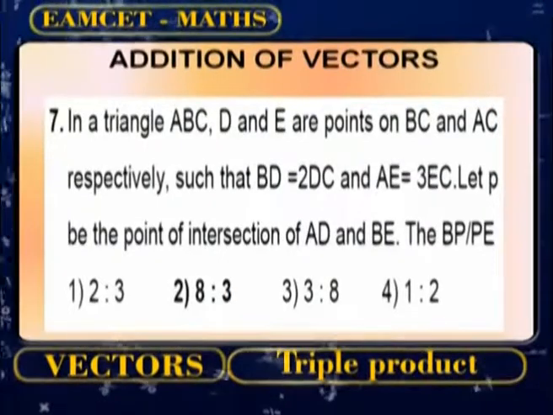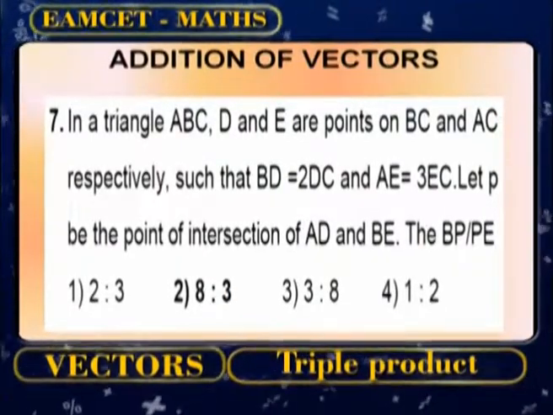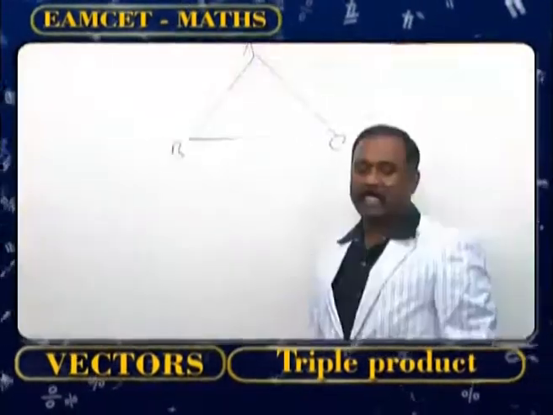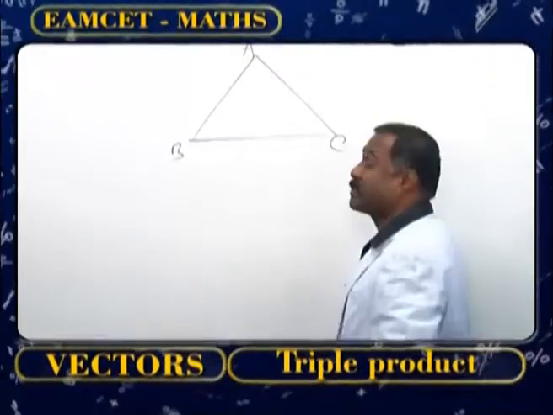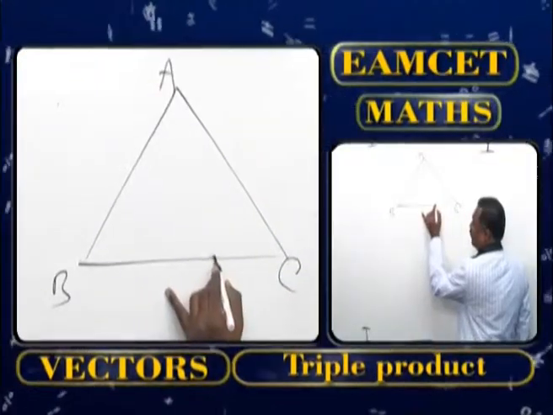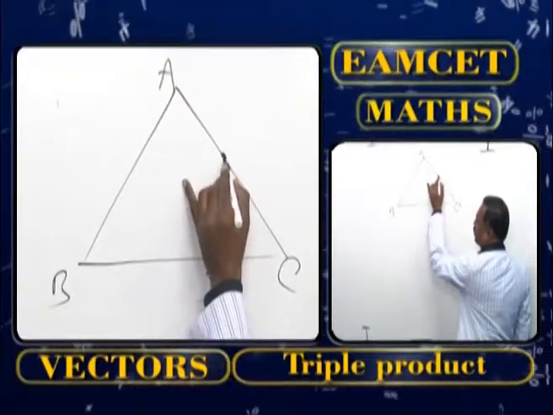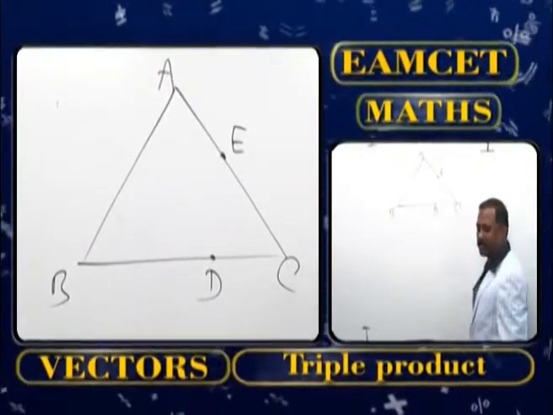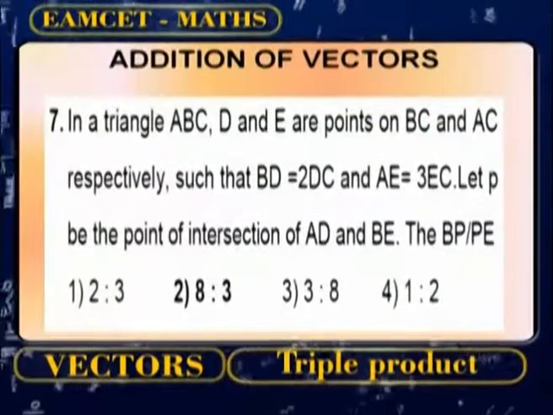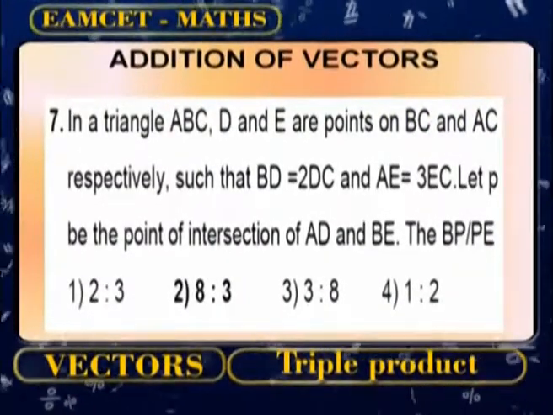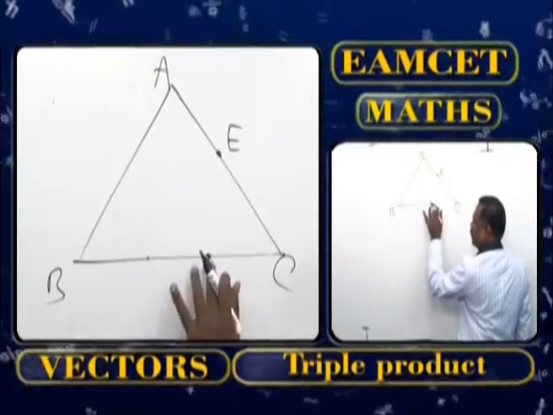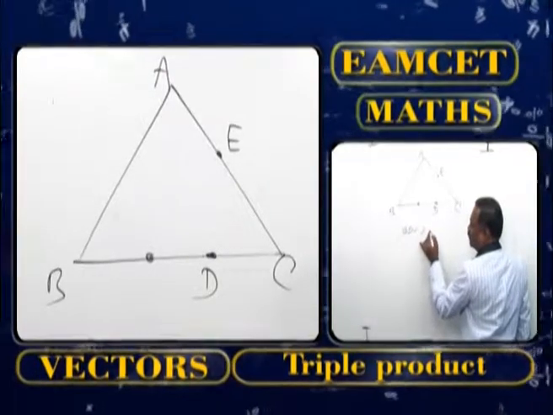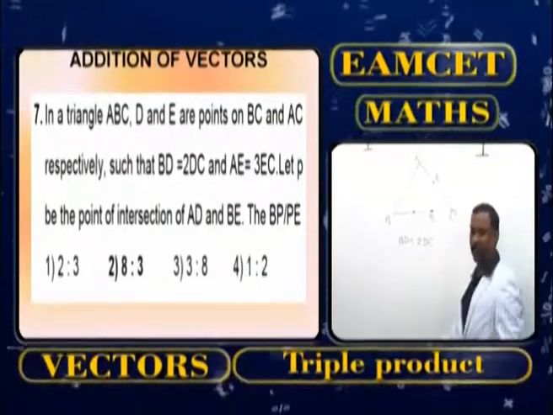The next problem. In a triangle ABC, D and E are points on BC and AC respectively, such that BD is equal to twice DC. That is, if you double DC, you will get BD. That's what I have taken here. So BD is given to be twice DC. That's the relation given there.